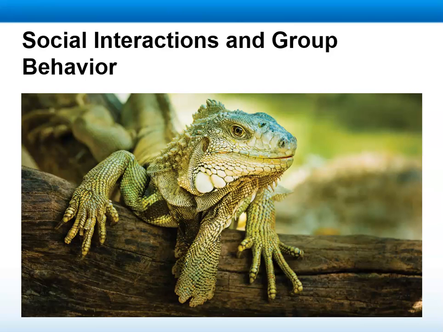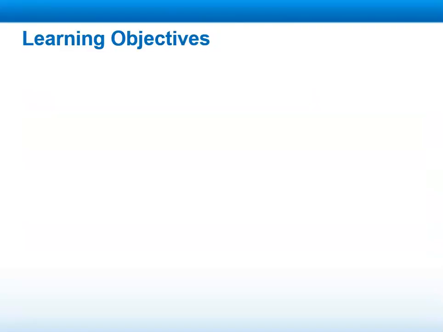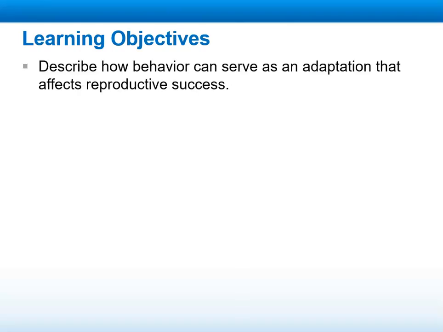Animals have the ability to gather and process information and react to it. They also have the ability, often, to move around. When we're studying populations, we can often understand them better when we consider not only their individual behavior, but their social interactions and group behavior. In this lesson, we will describe how behavior can serve as an adaptation that affects reproductive success.